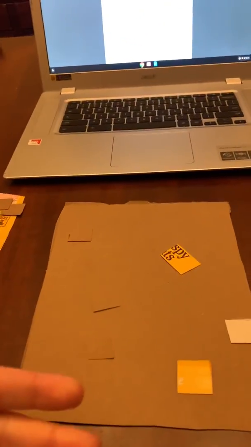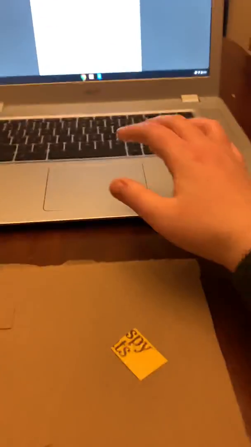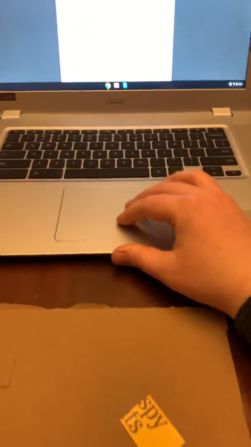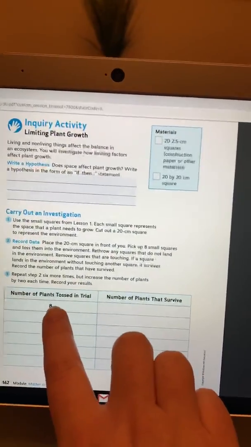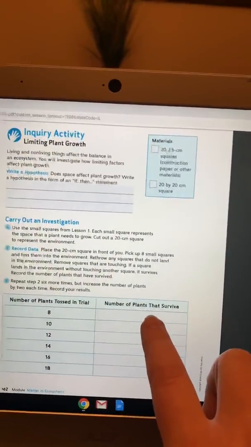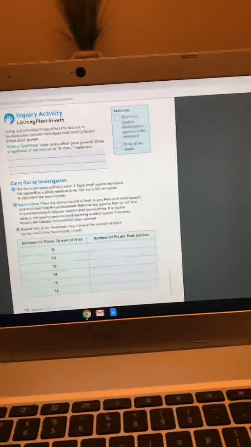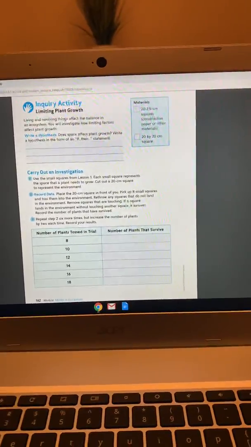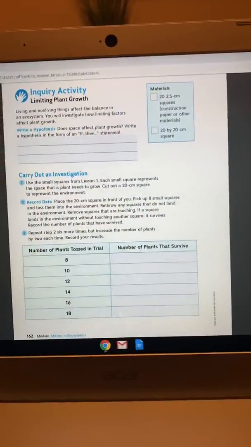And then the next thing you're going to do is you're going to toss 10 on there. As you do this, you need to make sure that you are taking your data. So here it says number of plants tossed in trial. You tossed 8 in the first trial, 6 survived. So you're going to write a 6 right there if that's how many you have survived. Then you're going to do the same thing, and you're going to throw 10 on there, then 12, then 14, then 16, recording your data as you go.